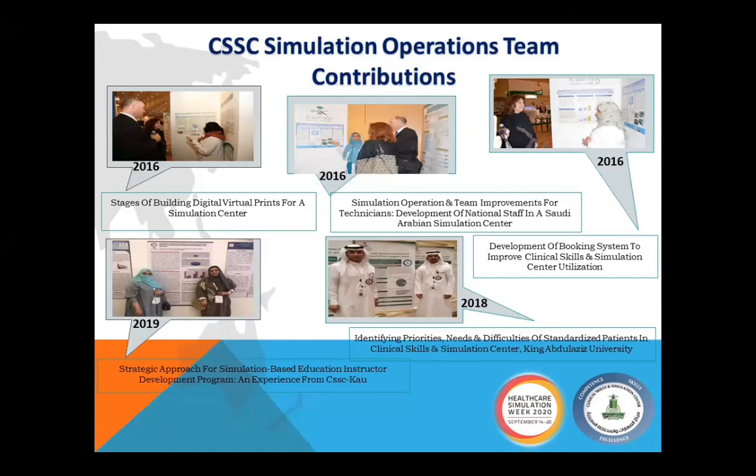Okay, this slide is one of our staff operational team contributions during the last couple of years at the Saudi simulation conferences. It's about some of the posters and research, and this is also one of the important things that the simulation operation manager can focus on during their training plan.